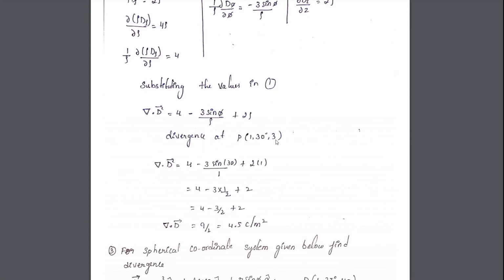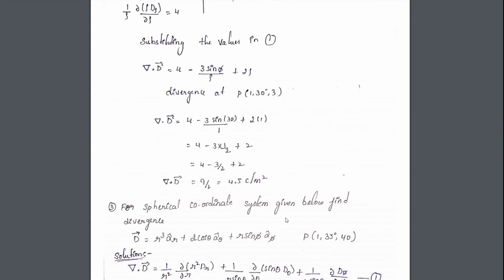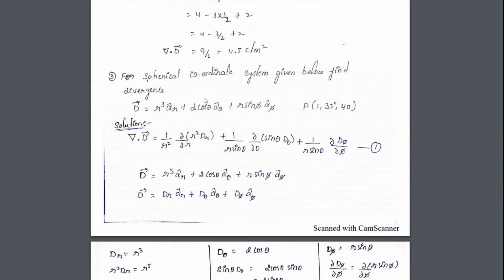In this problem, they have given the point P. Point P is in cylindrical because the middle value is the angle. Rho, phi, z is given. If you substitute the rho, phi, z values, you will get a numerical value for the divergence. The same thing you can apply for spherical also. So what are the variables in spherical? R, theta, phi.